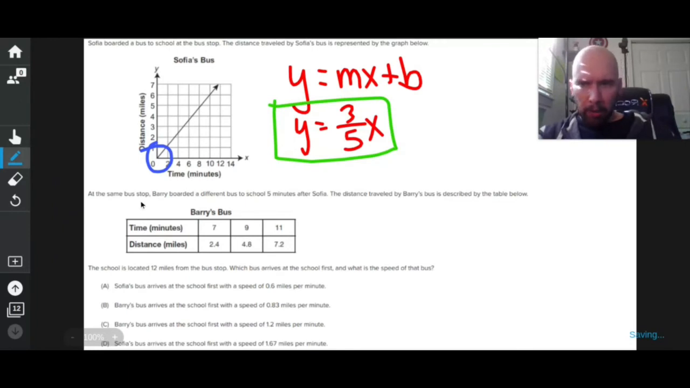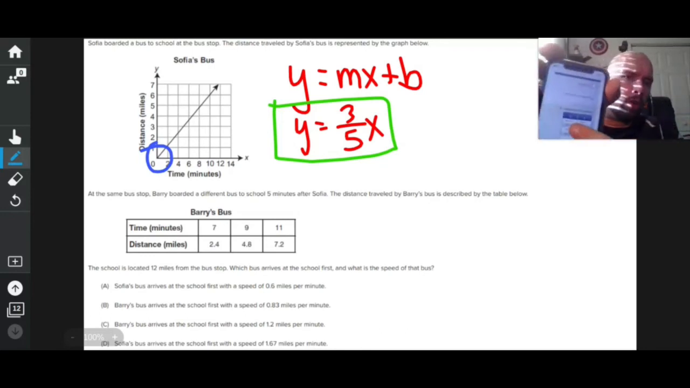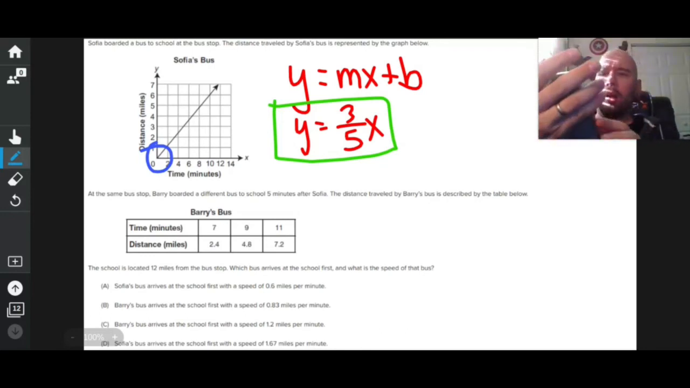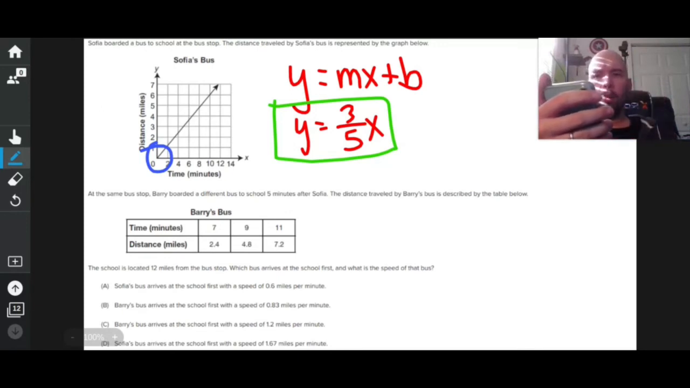At the same bus stop, Barry boarded a different bus to school 5 minutes after Sophia. The distance traveled by Barry's bus is described in the table below. So let me go back to my website. I'm going to clear out this thing by going to reset. Oh no, will it let me? No, I just might have to refresh the website because it won't let me reset. Yeah, I had to just click refresh the website.